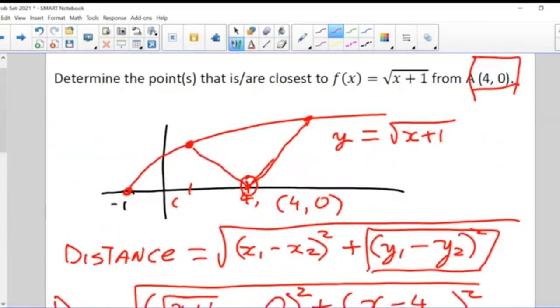Turns out it's not a point that's straight up. I know some people think that the straightest line should be the closest. It's another point. It's somewhere close to, but not quite straight up. So 3.5, somewhere around there, would actually be a closer point on the graph.